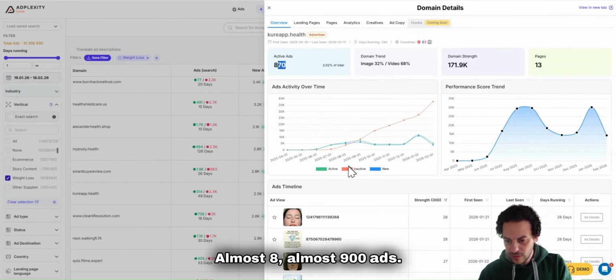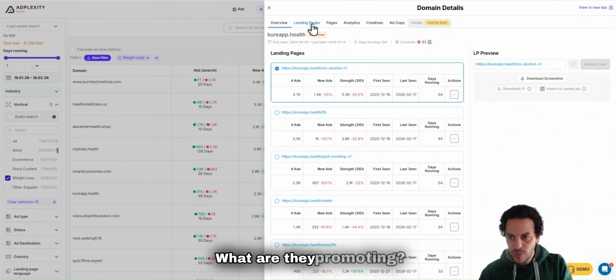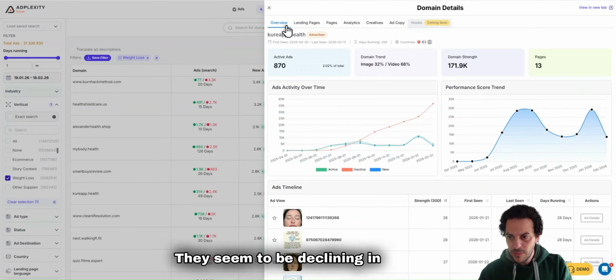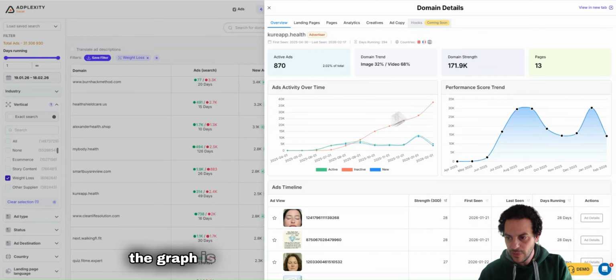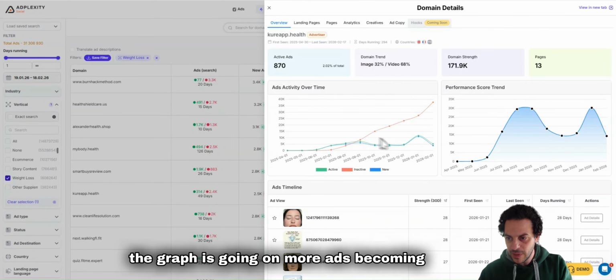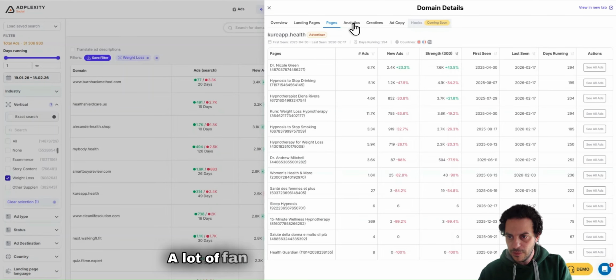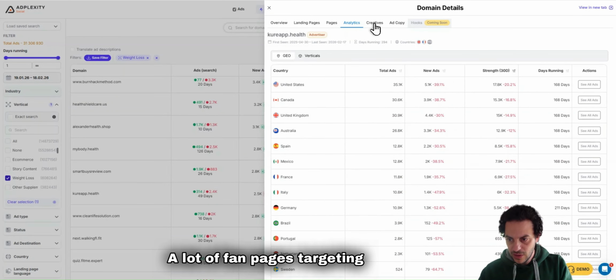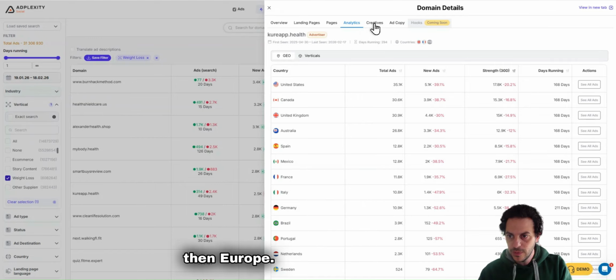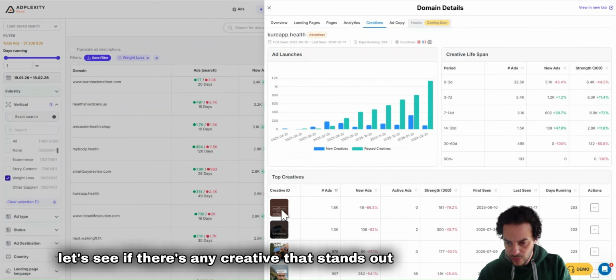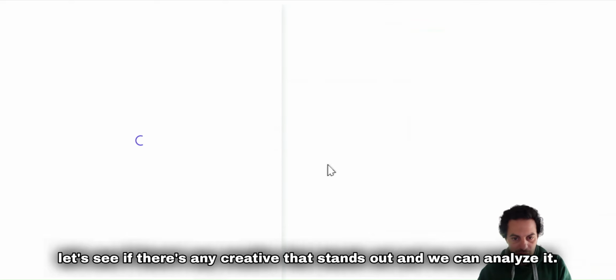Almost 900 ads. What are they promoting? Cure Up Health. Yep, this is an app. They seem to be declining in volume. As you can see, the graph shows more ads becoming inactive and fewer ads becoming active. A lot of fan pages targeting heavily the US, Canada, UK, Australia, then Europe. In terms of creatives, let's see if there's any creative that stands out and we can analyze it.